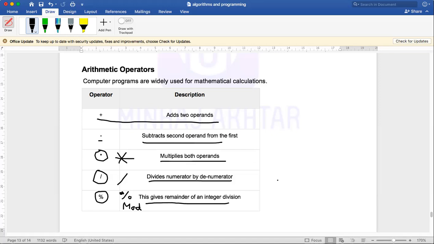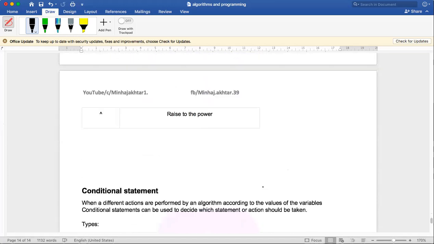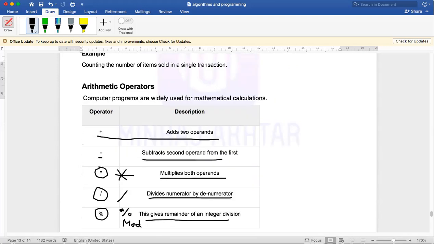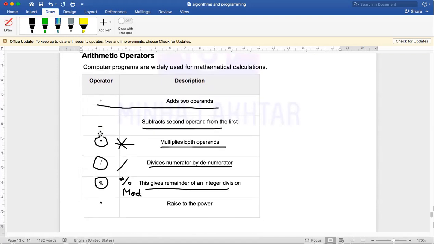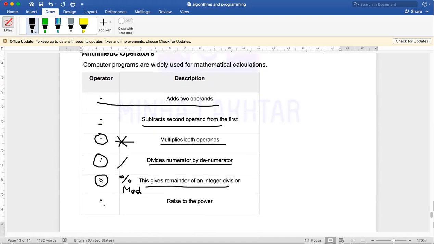I'm scrolling down. Done? Oh, yes. One thing is left here. Let me scroll the chart up. Wait a minute, we have one sign left. Oh, yes, it's here. So guys, the last operator is raised to the power. This is called power. This is a very important operator, guys.